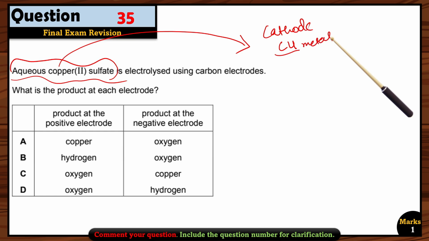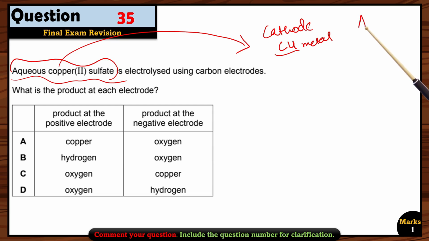Always, if you see copper sulfate solution or copper chloride or silver chloride, you are going to get your own metal there. That can be silver or copper. So at the cathode we are always going to get copper metal. I hope this is clear to you.